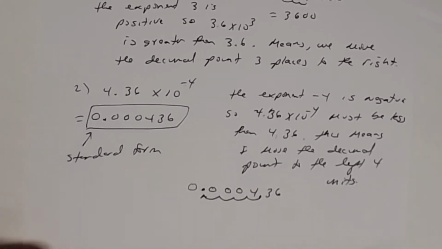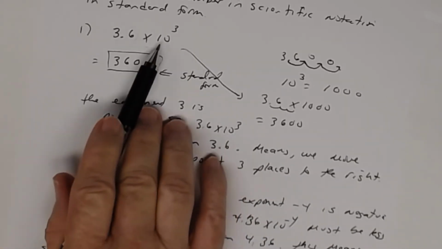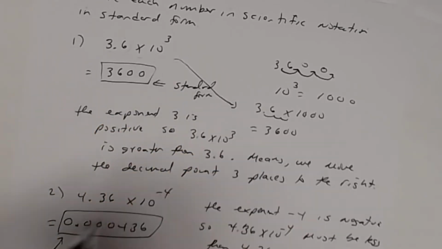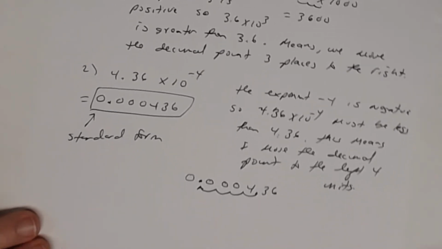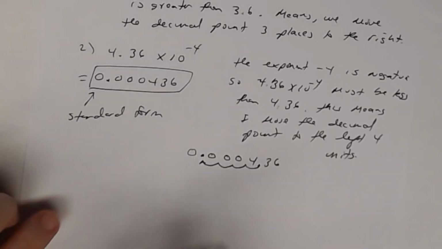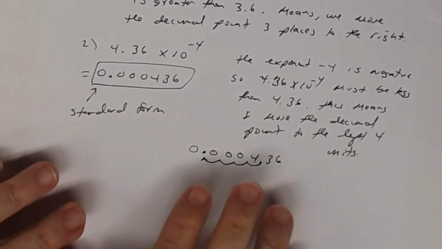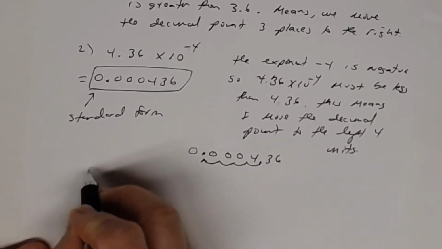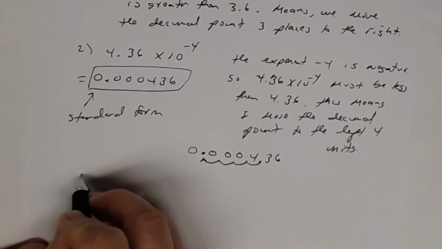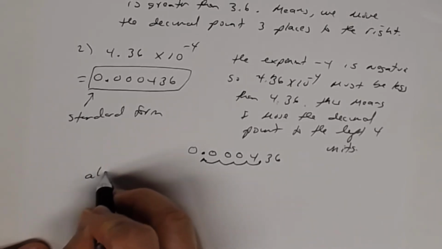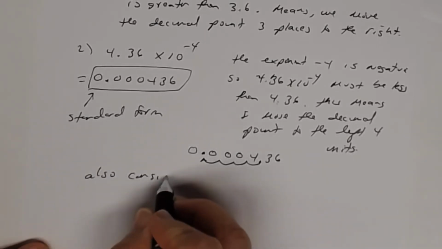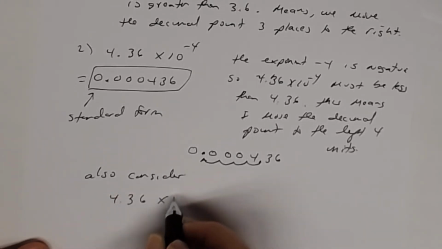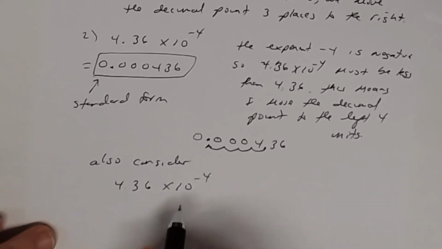Okay? All right, now using this idea we did earlier, like when we wrote 10 to the third times 1,000, we could do the same thing here. This is the way I want you to think about it, but if you want to check your work, you could think of it this way as well. So also consider this: we have 4.36 times 10 to the negative fourth.